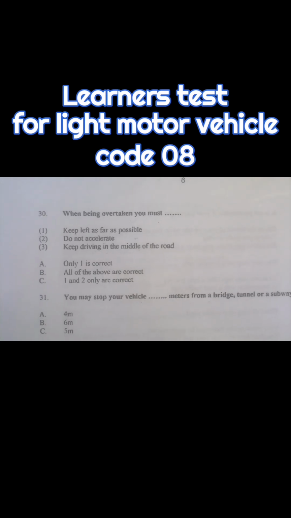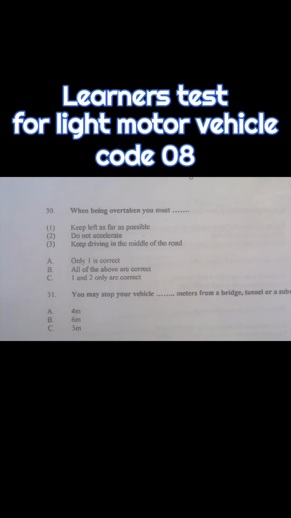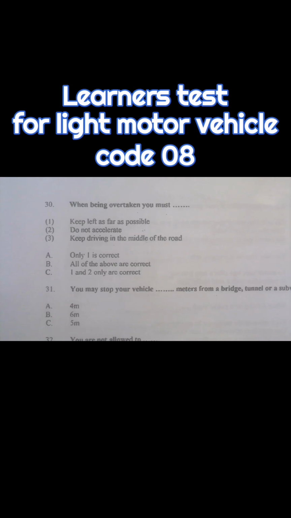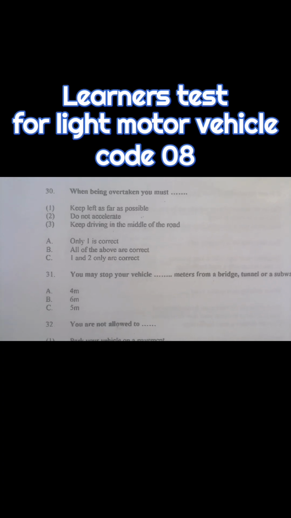Question 30. When being overtaken, you must keep left as far as possible, do not accelerate, keep driving in the middle of the road. Alright, yes, we keep left as far as possible. We do not accelerate with a vehicle that's trying to overtake us because they are faster. And 3, keep driving in the middle of the road. No, you can't keep driving in the middle of the road and then keep left as far as possible at the same time. Alright, so the answer there is going to be 1 and 2. Okay, keep left as far as possible and do not accelerate.